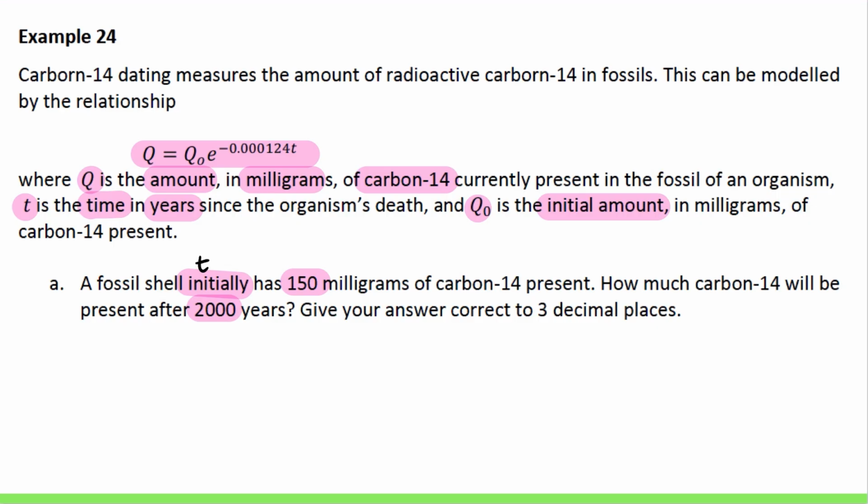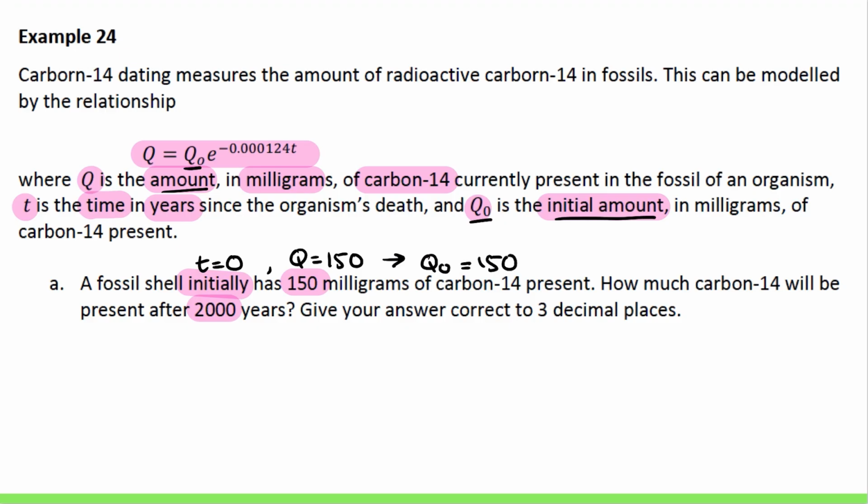So labeling some of our keywords, initially is T is equal to 0, and it has 150 milligrams, which means Q, which is the amount, will be 150 when T is equal to 0. Now, because they've specifically told me that Q0 is the initial amount, and we also don't know what that is, that implies that Q0 is simply 150.